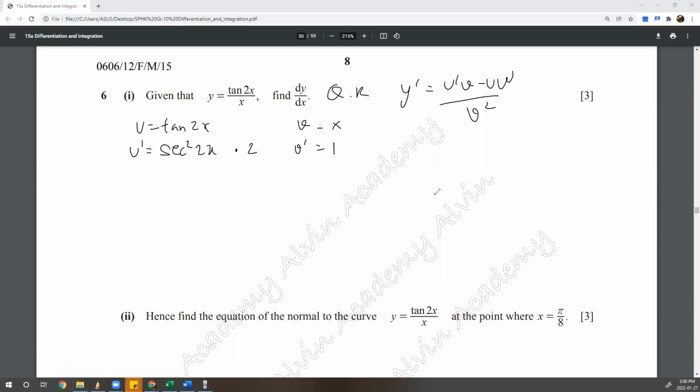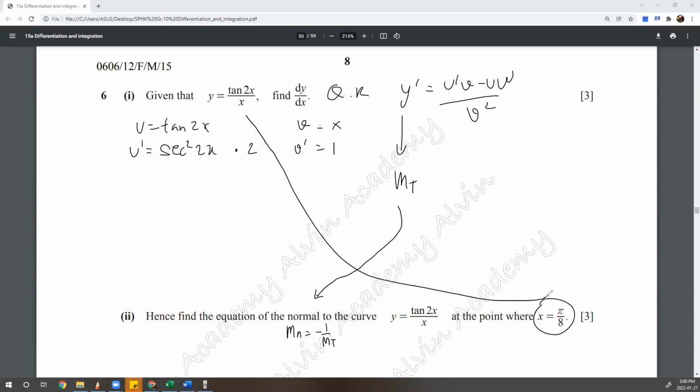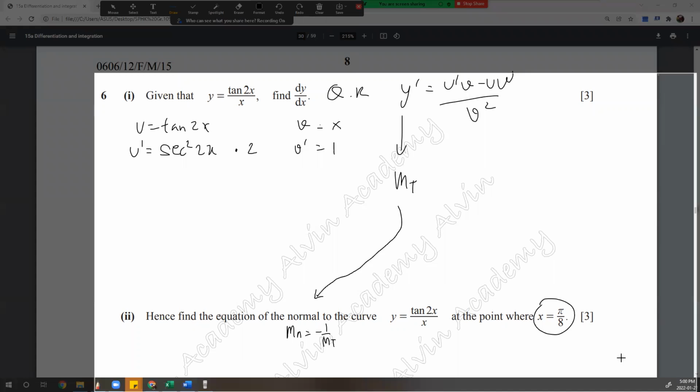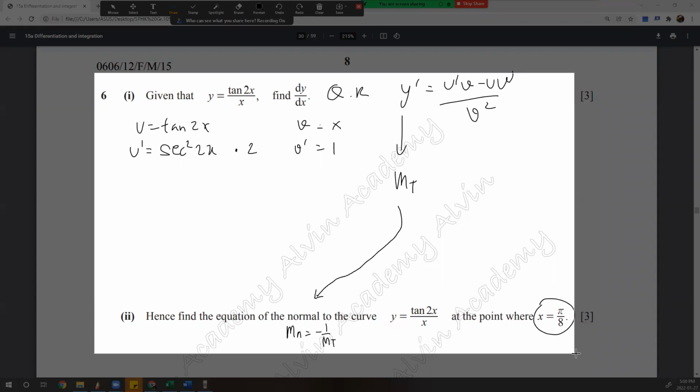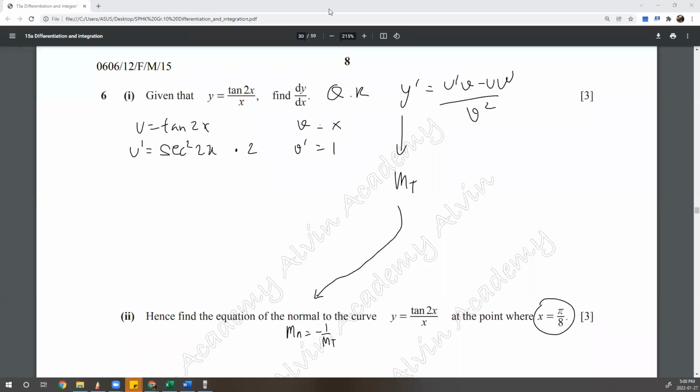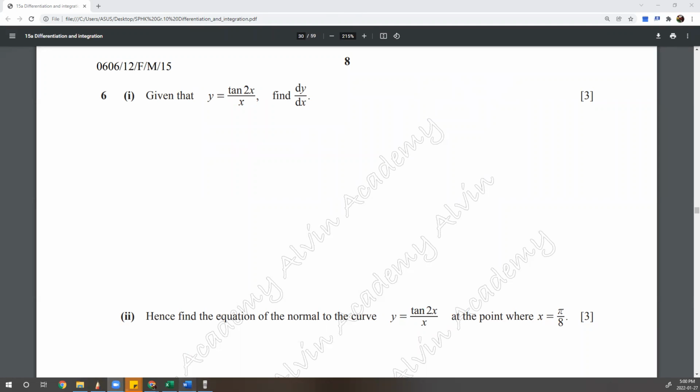Part 2, equation of the normal. So you can find the y. This is the gradient of the tangent, right? And then take the negative reciprocal. You will get m normal equals negative 1 over m tangent, right? And then where x equals pi over 8, you can just use the calculator to find the y, as we did before. But this is in terms of trigonometric values, so no need to be worried. Again, just use the calculator. I think your teacher will give you the chance to use a calculator, unless we all have to do this kind of trigonometric value by hand. Next, one more.